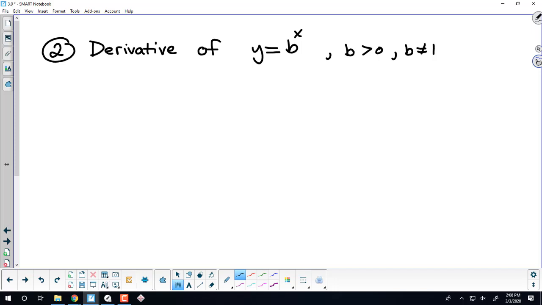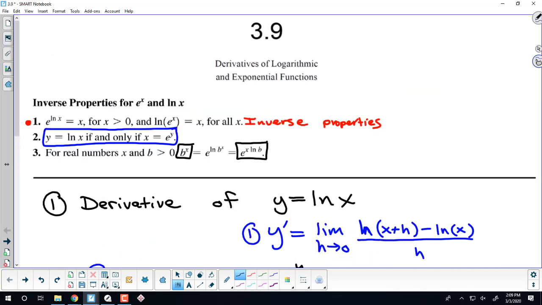So we do a similar thing. We don't know the derivative of b to the x. We could compute the limit as h approaches 0 of the difference quotient. But we could also rewrite y equals b to the x in terms of something we already know how to take the derivative of. The justification of this derivative is going to come from this third property right here. For a real number x, b to the x is going to be rewritten as e to the x times the natural log of b. This is based on the inverse property of e and ln and properties of logarithms.